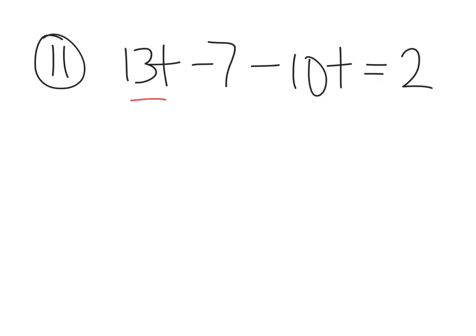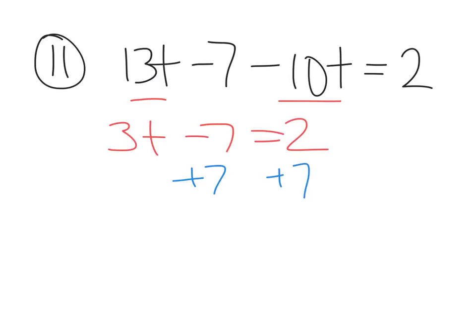So I can combine these two things. It's going to be 13t minus 10t. That's going to end up being 3t. I still have the minus 7 is equal to 2. Okay, so now what I'm going to do is add 7 to both sides because now it's just a two-step equation. So it's going to be 3t is equal to 9.